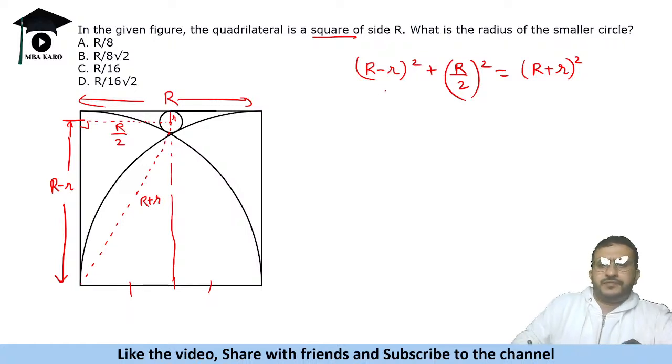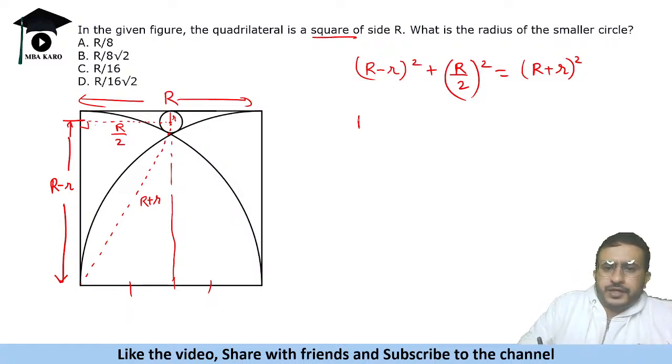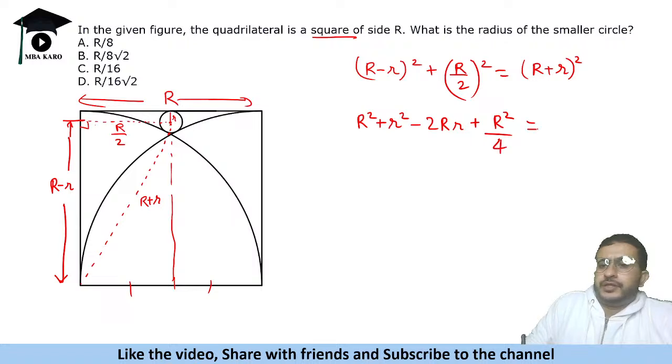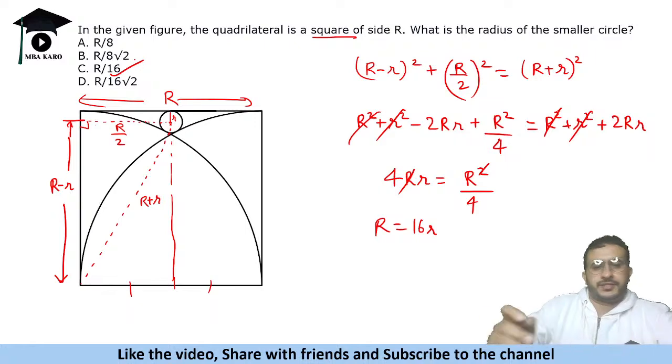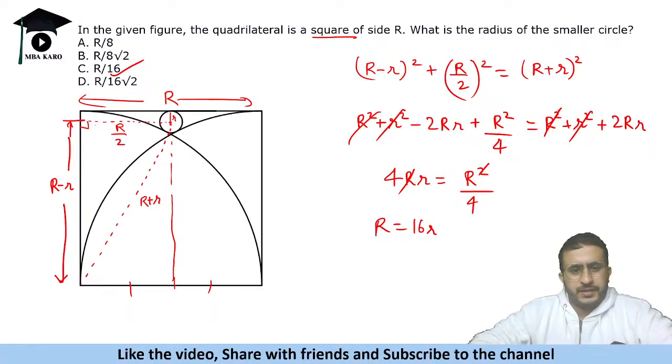आगे हमसे, so let's solve this. ये हो जाएगा r square plus r square minus 2rr plus r square by 4 equals r square plus r square plus 2rr. So this gets cancelled, this gets cancelled. 4rr is equal to r square by 4. Okay, r gets cancelled, so r is equal to 16 times of small r. We have to find small r, so r by 16. It is just about applying it.